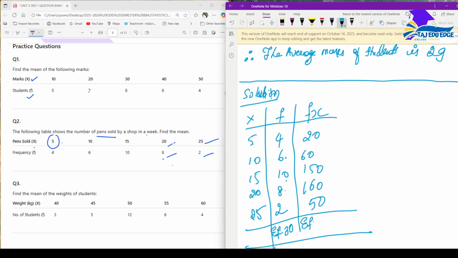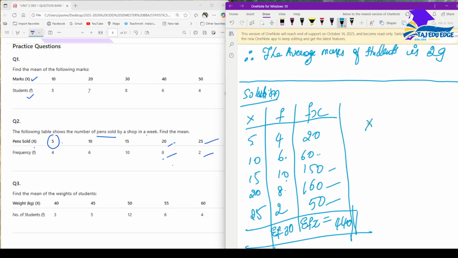Summation of fx is 20 plus 60 is 80, 80 plus 150 is 230, plus 160 is 390, plus 50 is 440. Let me check the calculator once, because I don't want any mistakes here while you are learning. 440, yes. So now we have the numerator as well as the denominator.